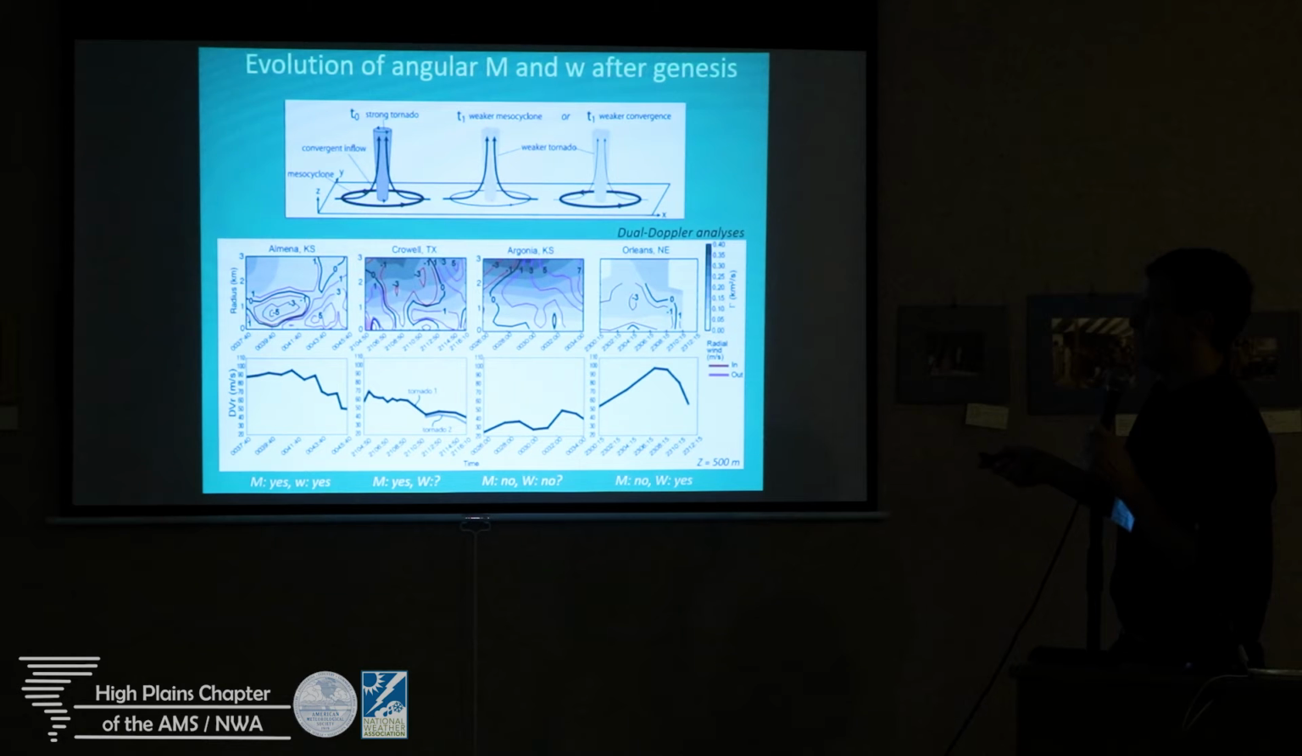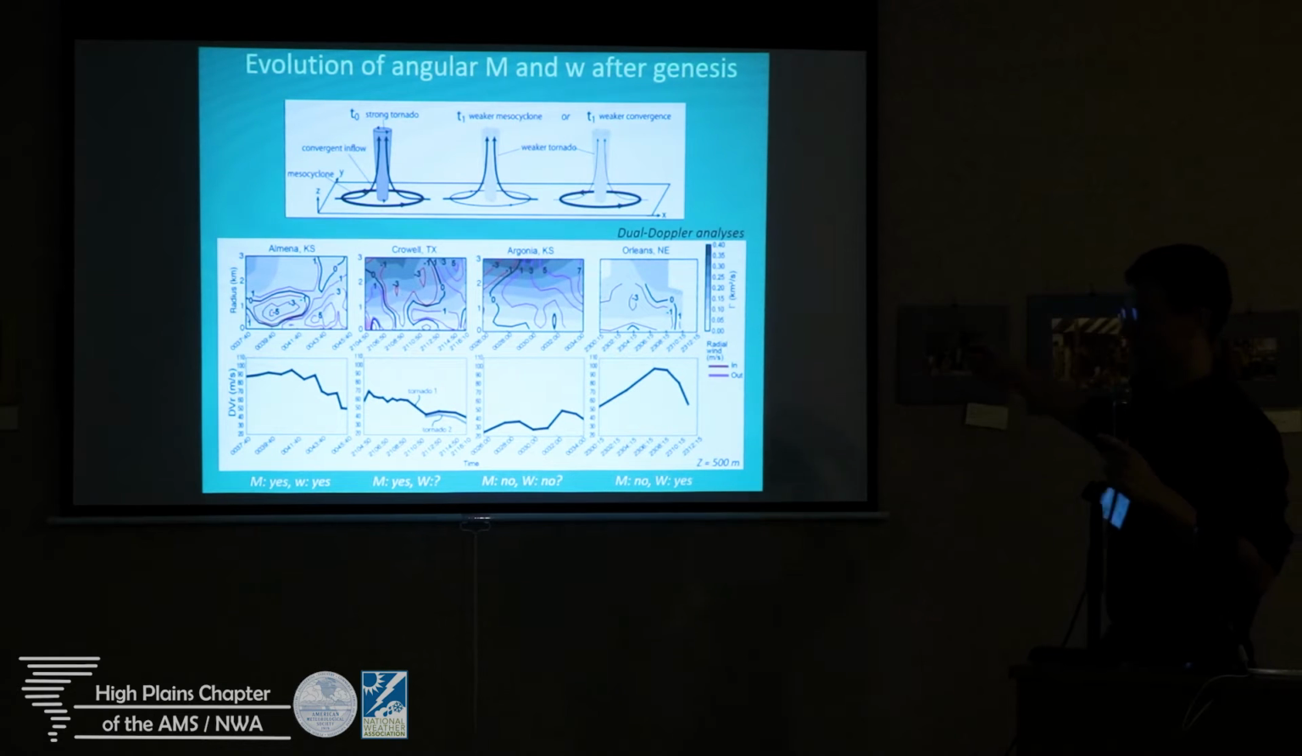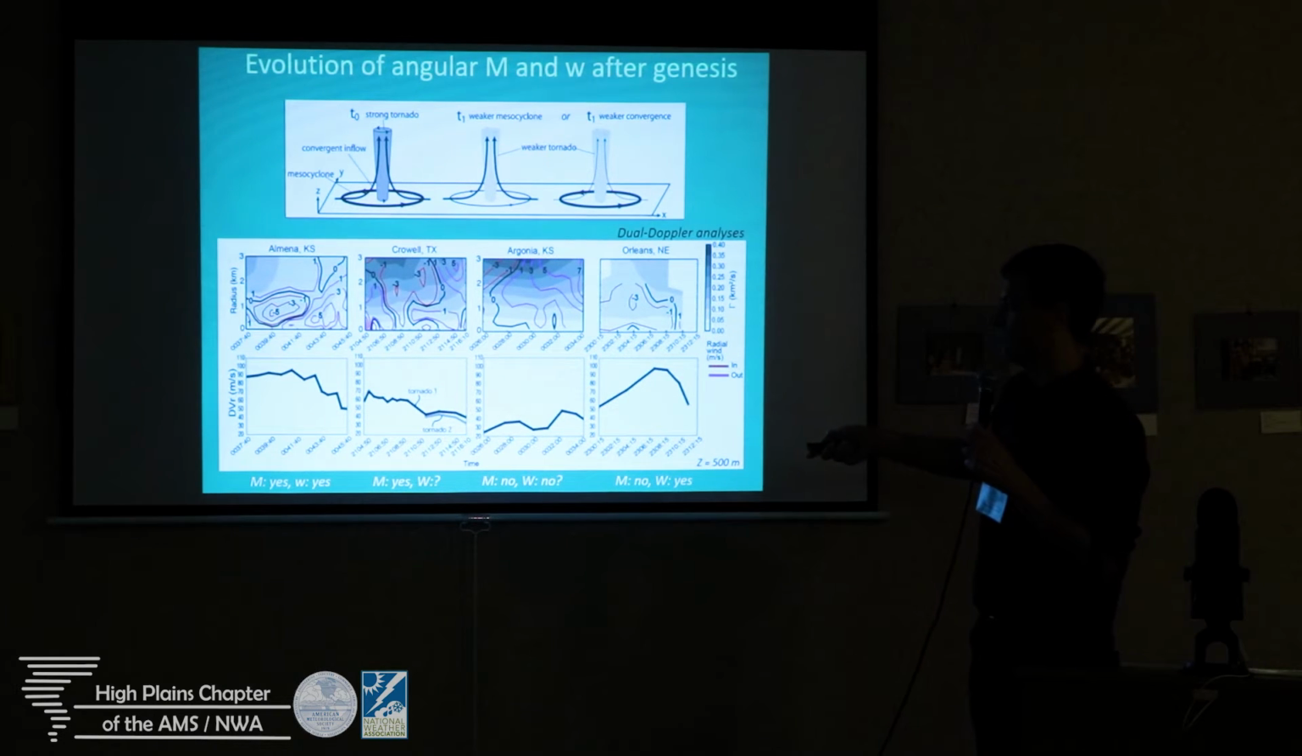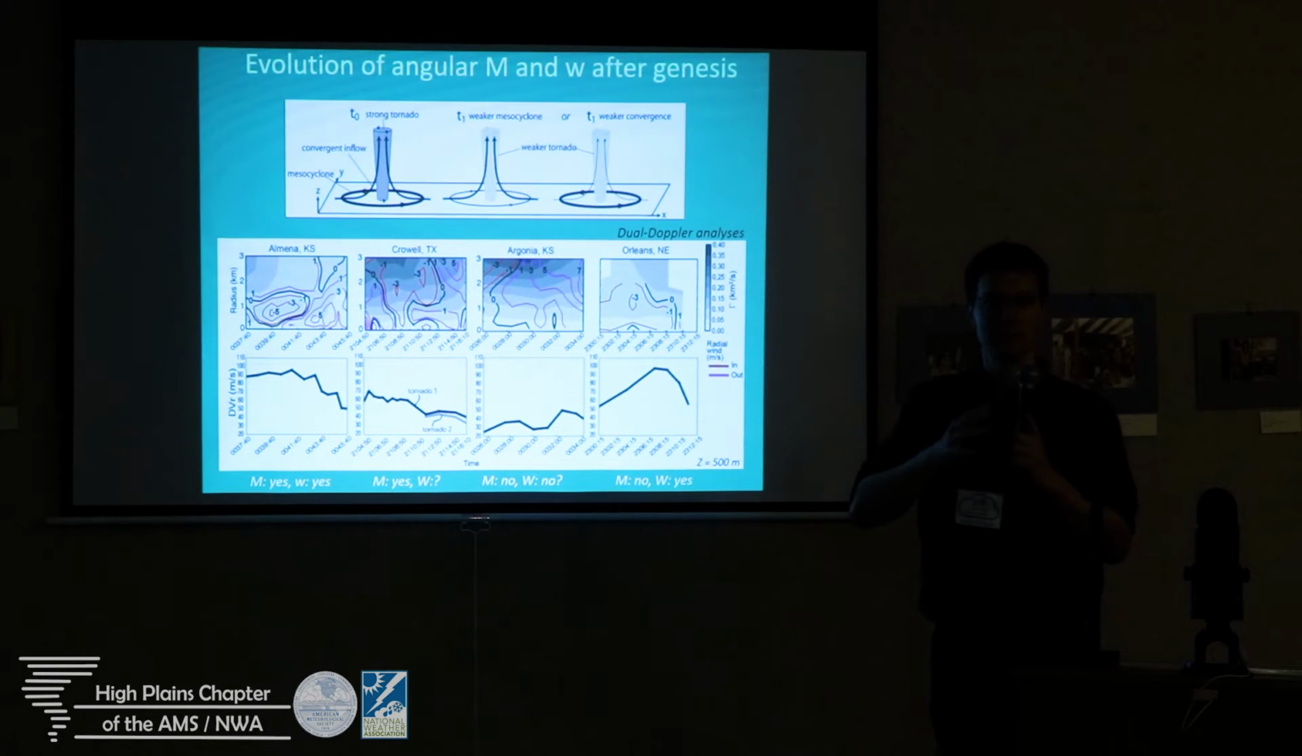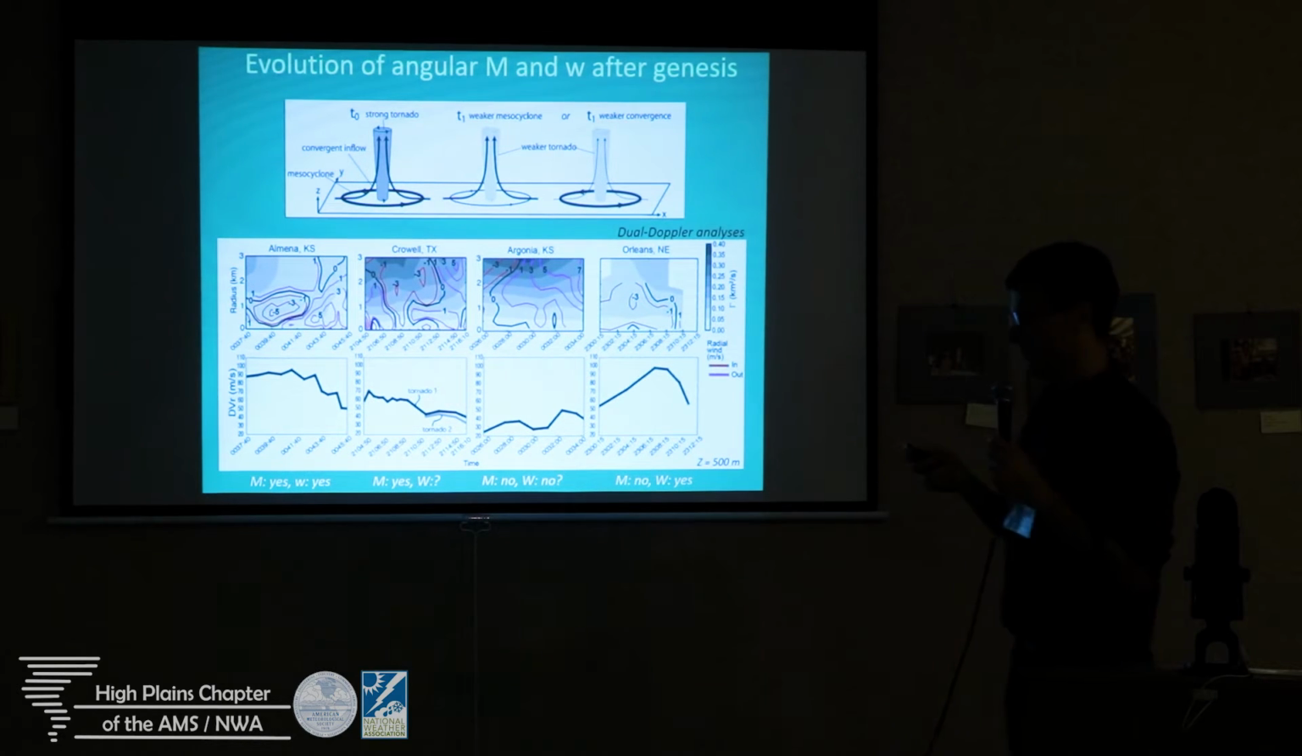And I guess, technically for W, there's lots of radial convergence before the tornado even forms, but basically throughout the entire life cycle of the tornado, the whole mesocyclone switches to divergence and downdraft, which is kind of interesting.